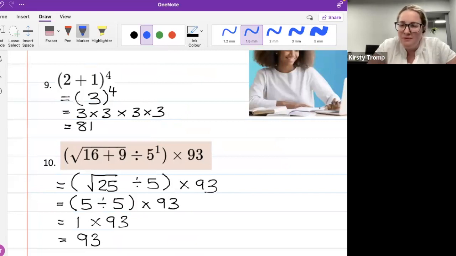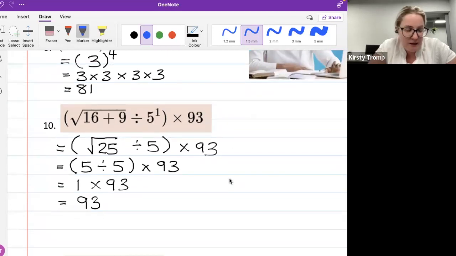But how did you get number 93? How did I get 93? So if we go through my steps here, I left my brackets where they were. I left my square root sign. 16 plus 9 gave me 25, divided by, so I put my divide sign, 5 to the power of 1 gives me 5. I close that off and I say times by 93.